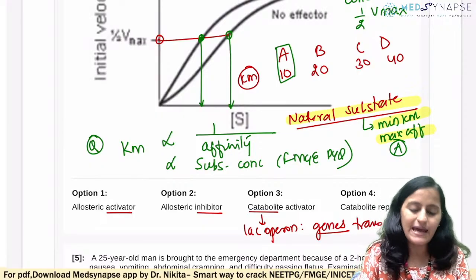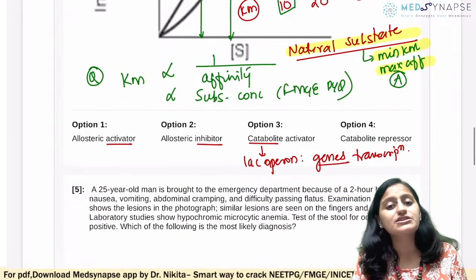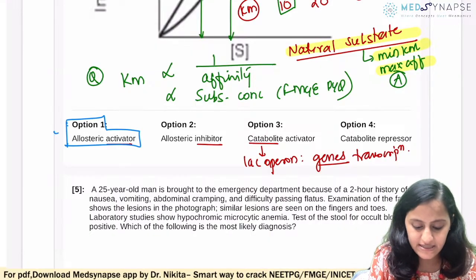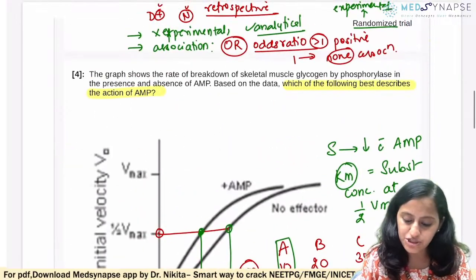So AMP, you know, is an activator. It is reducing the substrate concentration, reducing the Km. So that means it is an allosteric activator. Which enzyme are we talking about here in this question?